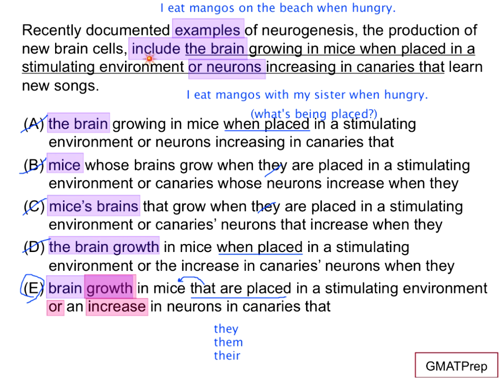So examples include growth, brain growth in mice, and those examples include an increase in neurons. Even though it looks a little funny, and this one has an "an" in front but this one doesn't have an article in front, they're both nouns describing a particular action, a growth and an increase. Those are perfectly parallel. There's nothing wrong there. It just looks a little funny if you're trying to pick things apart and second guess yourself, which is a potential trap on this test, obviously.